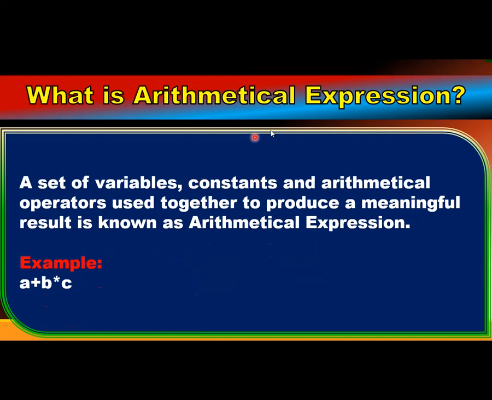Next is what is arithmetical expression. So arithmetical expression is a group of variables, constants and arithmetical operators used together to produce a meaningful result. Look at the example, a + b * c. So a, b, c are the variables or constants, and plus and asterisk are the operators, arithmetic operators.